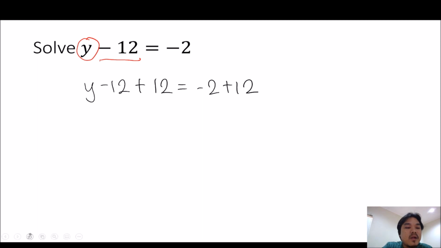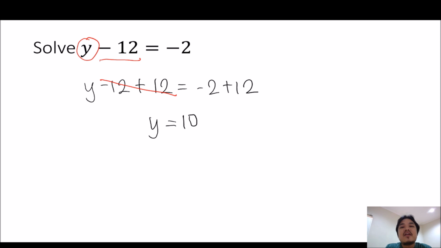So negative 12 plus 12 is 0, so we can cancel it out. What will remain on the left-hand side is only y. And then we will simplify the right-hand side, which is negative 2 plus 12. This is quite challenging because the two numbers have different signs. Remember, when you are adding two numbers with different signs, you need to subtract them first. So 12 minus 2 is 10.